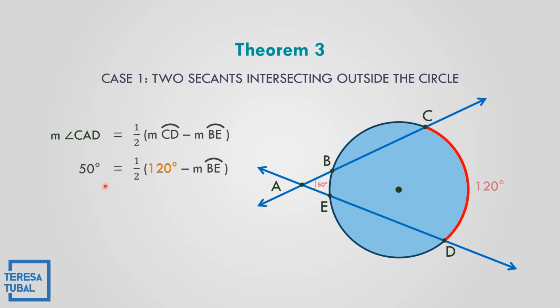So let us replace 50 degrees, copy 1/2, arc CD is 120 degrees, minus the measure of the arc BE. Multiply both sides by 2, so that becomes 100 degrees. Cancel 2 and 2, so that becomes 120 degrees minus the measure of the arc BE. Let us solve for the measure of the arc BE. This one going to the left side becomes positive. Bring down 120 degrees. Positive 100 going to the right, change the sign, that becomes negative 100 degrees. 120 degrees minus 100 degrees, the answer is equal to 20 degrees. So the measure of the arc BE is equal to 20 degrees.